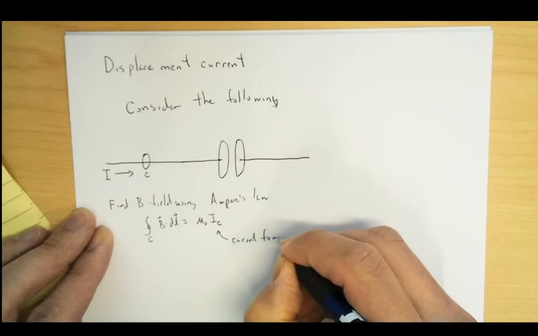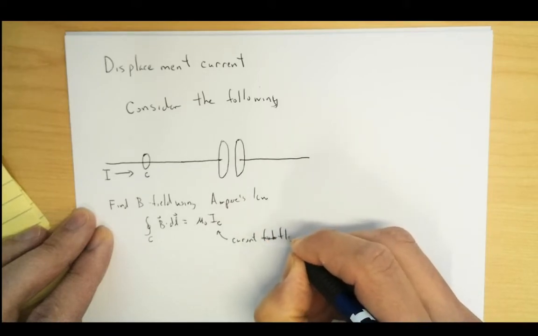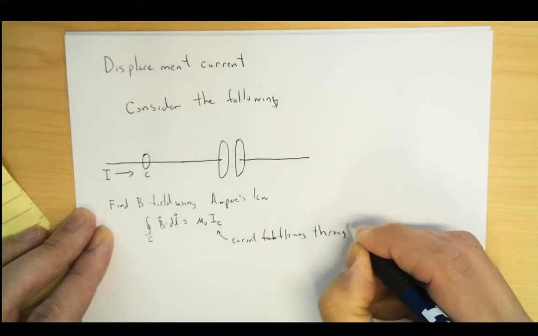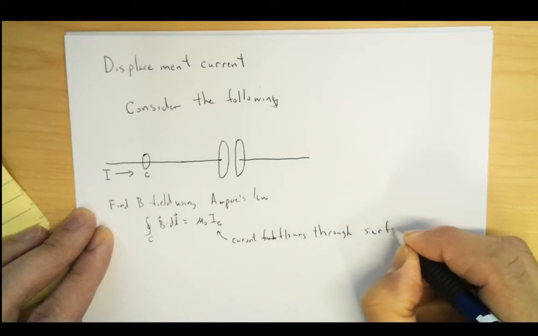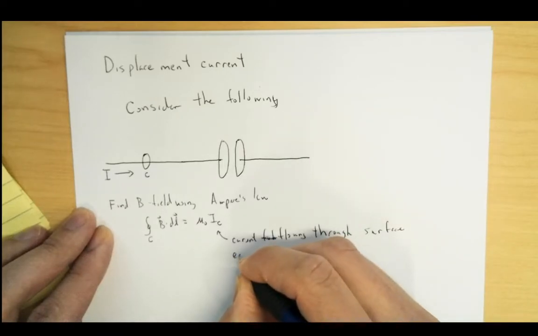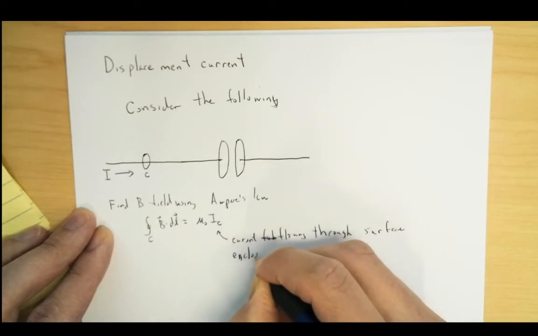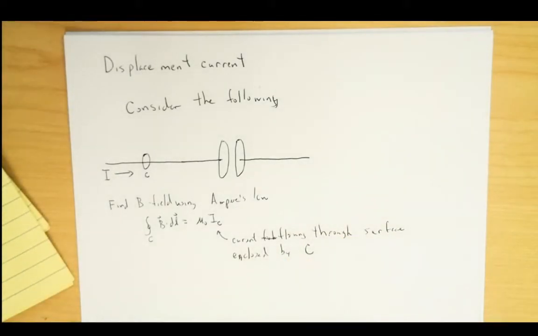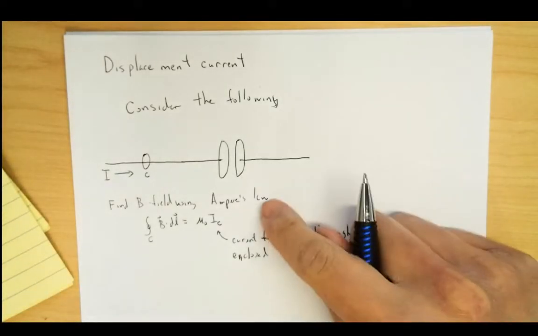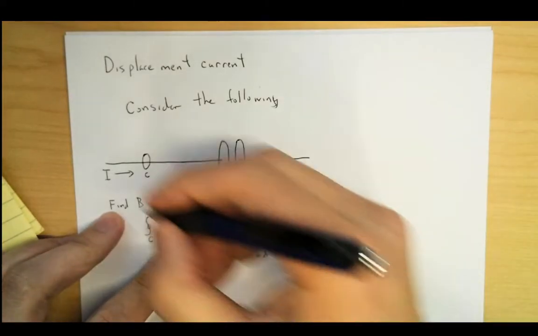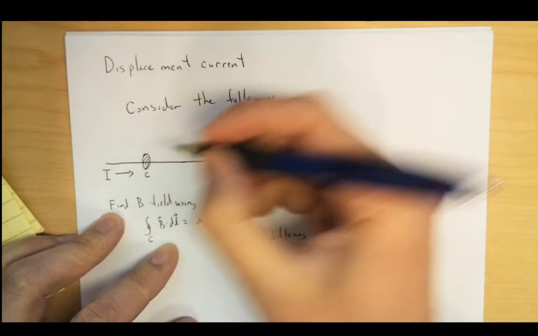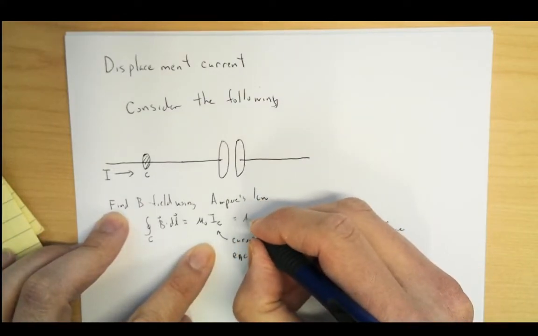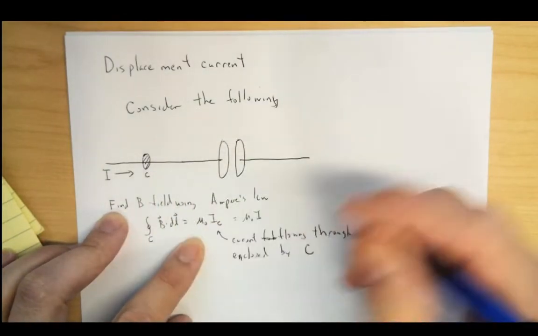flowing through the surface enclosed by C. So that's the surface that the current is flowing through. I can imagine that this surface here is this thing right here, and you can see the current flowing through this thing is just going to be I. This is ultimately going to be mu 0 I for that surface there.